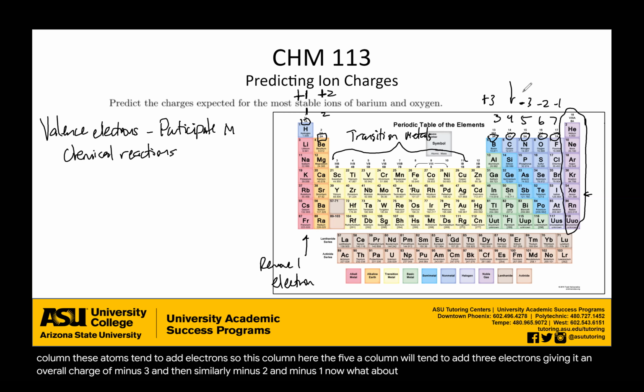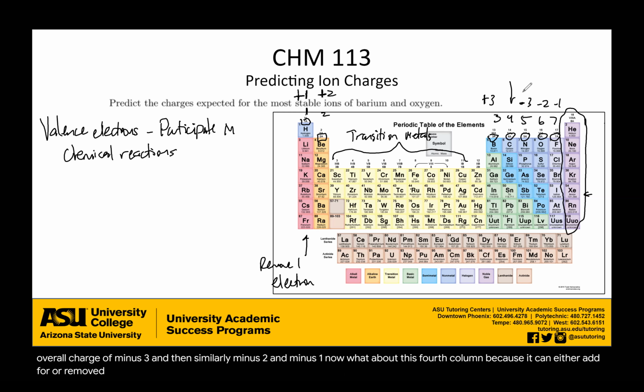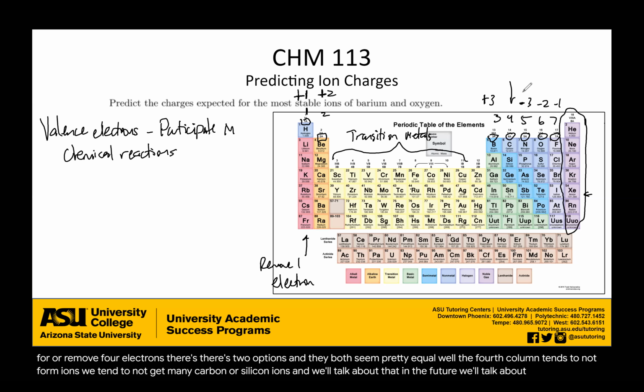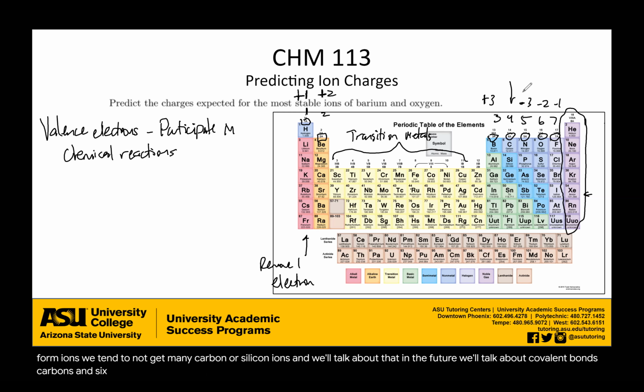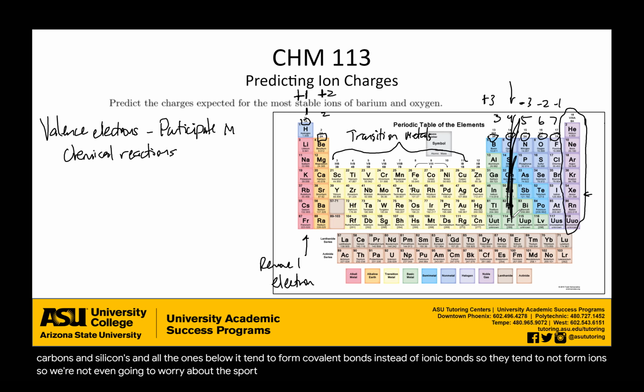Now, what about this fourth column? It can either add 4 or remove 4 electrons. There are 2 options, and they both seem pretty equal. Well, the fourth column tends to not form ions. We tend to not get many carbon or silicon ions, and we'll talk about that in the future when we discuss covalent bonds. Carbon, silicon, and all the ones below it tend to form covalent bonds instead of ionic bonds. So we're not even going to worry about this fourth column.